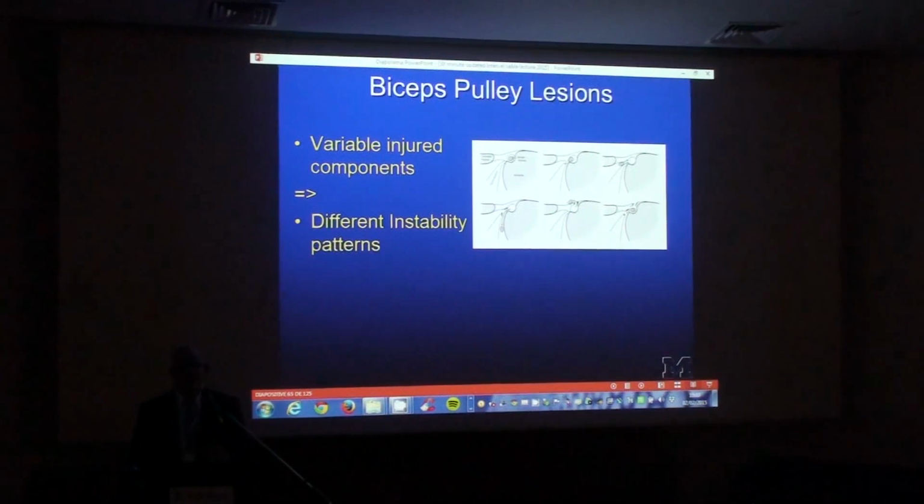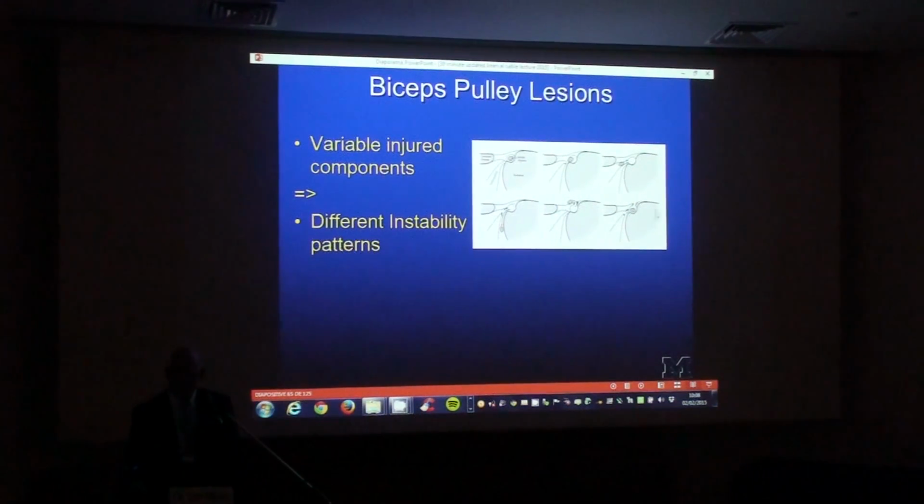So we're talking about elongate biceps pulley lesions and injury, and I've said oftentimes it's accompanied by elongate biceps tendon instability. And the patterns of instability vary according to the components which are injured. Here's a nice illustration showing different patterns of instability, but I'll show you a few examples.